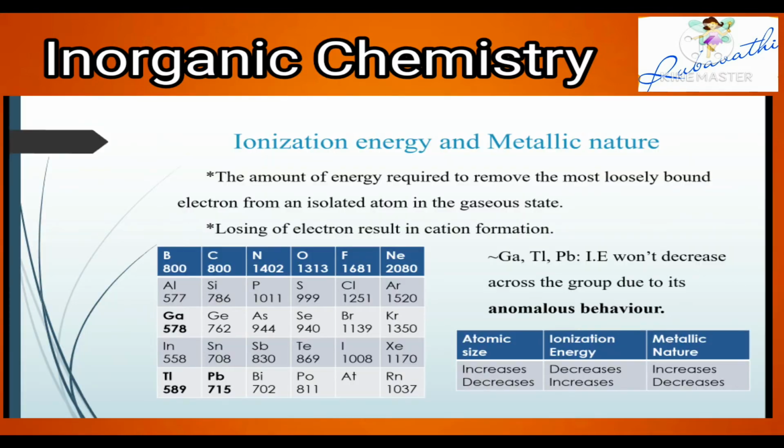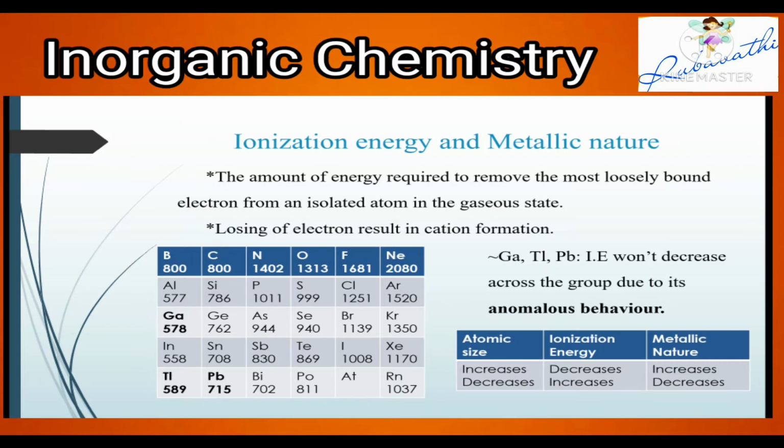Ionization energy. Ionization energy is defined as the energy required to remove the most loosely bound electron from an isolated atom in the gaseous state. Losing an electron results in cation formation. Its unit is kilojoule per mole.